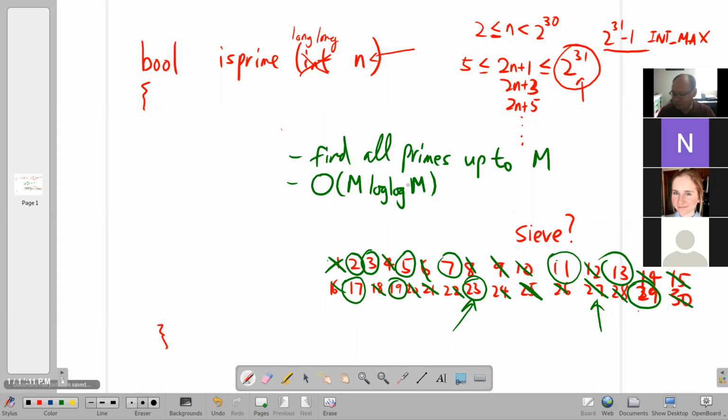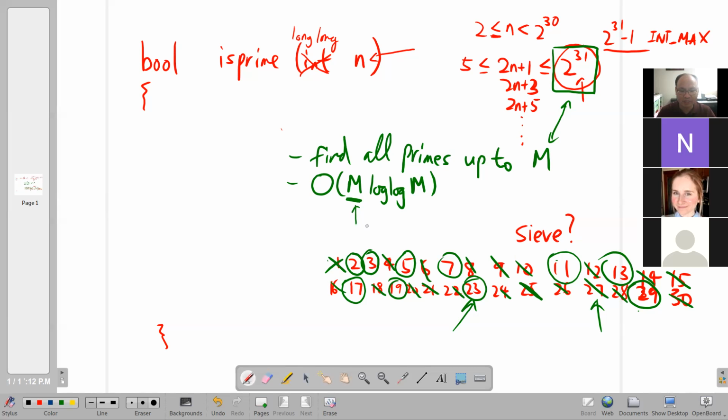Does it work for this problem? It turns out that this doesn't work in this problem, because you are interested in numbers possibly as big as this much. And if you're interested in numbers possibly as big as this much, then this is going to be your m. And your complexity is going to be m times log m. Log m is nothing, but just the m is going to kill you.